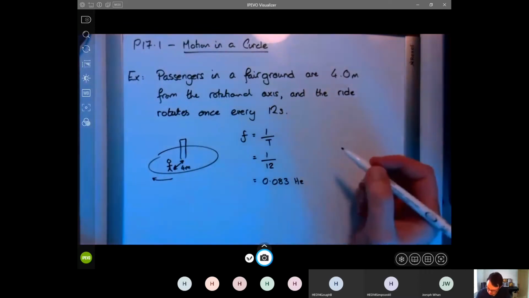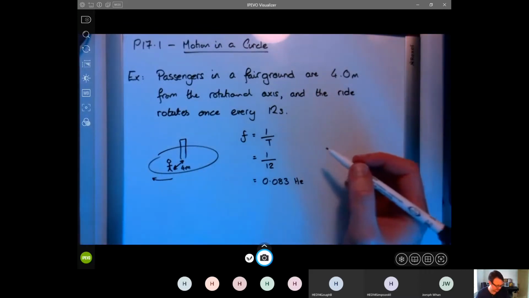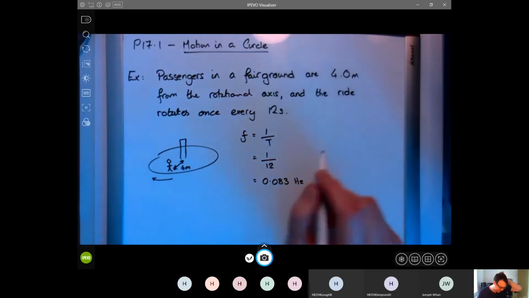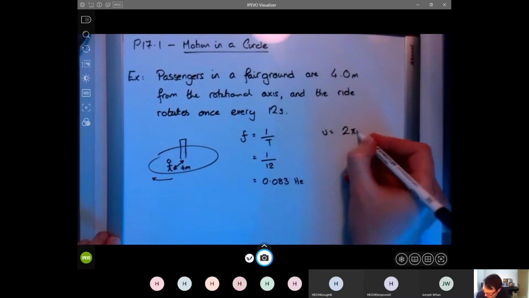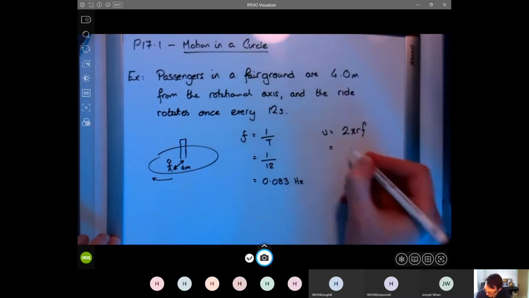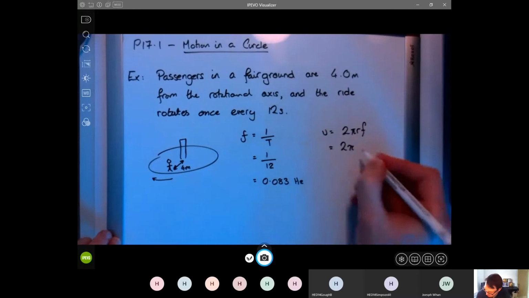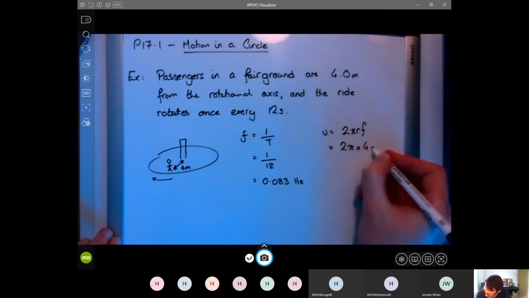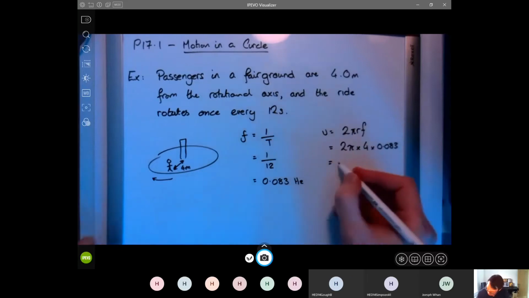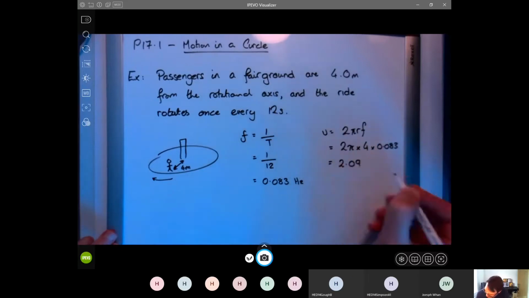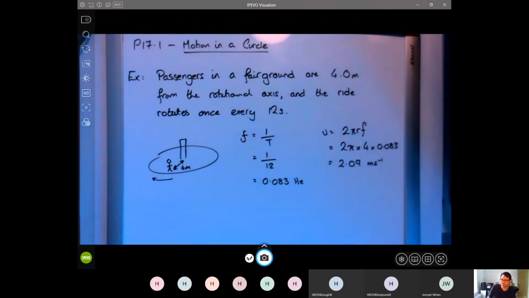So we want to know, I didn't ask what my question was, did I? What's the speed? That'll be quite useful. What's the speed that this person is moving at? Well, velocity is 2 pi r multiplied by f. So that is 2 pi multiplied by 4 multiplied by 0.083, or 1 over 12, which if I do the answer gives me 2.09 meters per second. So that person there is going to move at 2.09 meters per second.